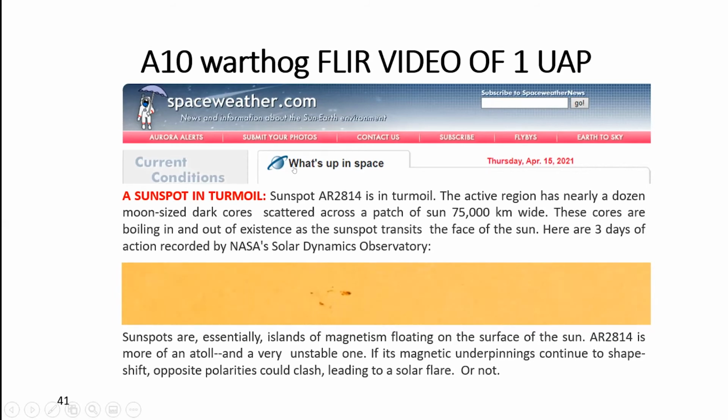AR 2814 is more of an atoll and a very unstable one. If its magnetic underpinnings continue to shapeshift, opposite polarities could clash, leading to a solar flare or not.